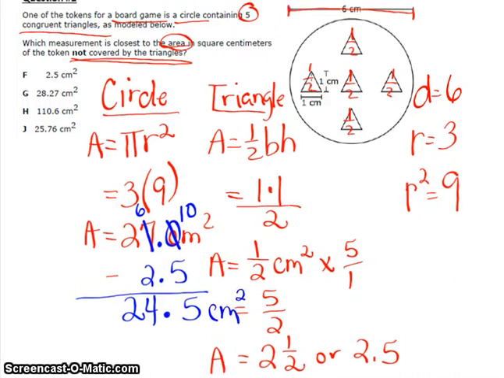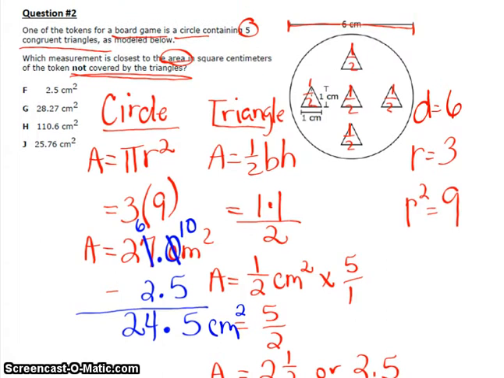So looking at your answer choices, you have to remember that we use 3 for pi, so my answer needs to be a little bit more than 24.5, and that would be J, 25.76 centimeters squared. If you have any questions with this question, please see me.